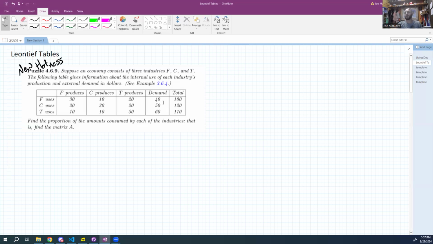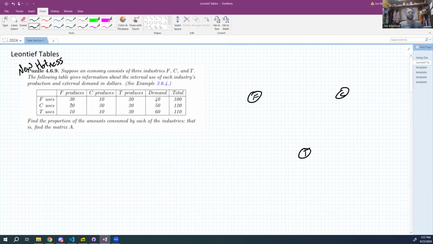So from this, I'm going to make a quick exchange diagram. That's going to be me drawing three sectors, right? I'm going to have an F sector, a C sector, and a T sector down here. So this first column represents what F produces, and the first row represents what F uses. Remember that in a Leontief model, the production is equal to the usage.